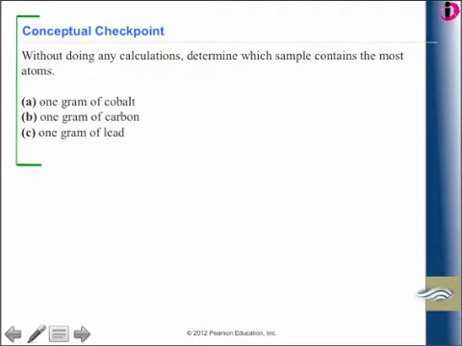If you were told you had a gram of cobalt, a gram of carbon, and a gram of lead, which one would have the most atoms in it, or would they all be the same? What do you think?